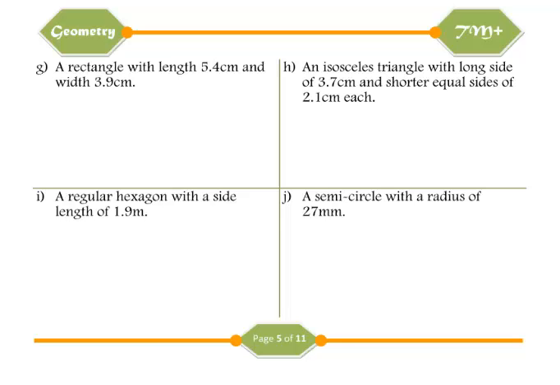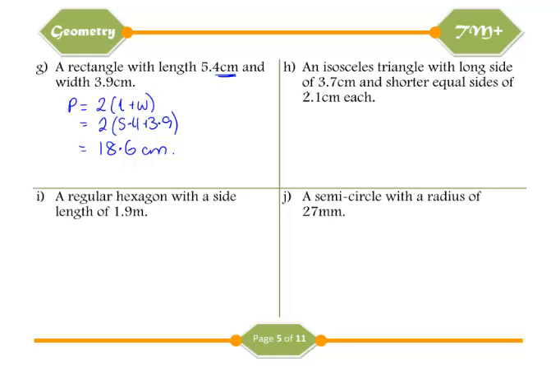Okay, a rectangle with length 5.4 centimetres and width 3.9 centimetres. You can draw a diagram if you want, or you can just write, well, the perimeter is 2 lots of the length plus the width. So that's 2 lots of 5.4 plus 3.9, which gives 18.6, and it's centimetres. Always remember the units.